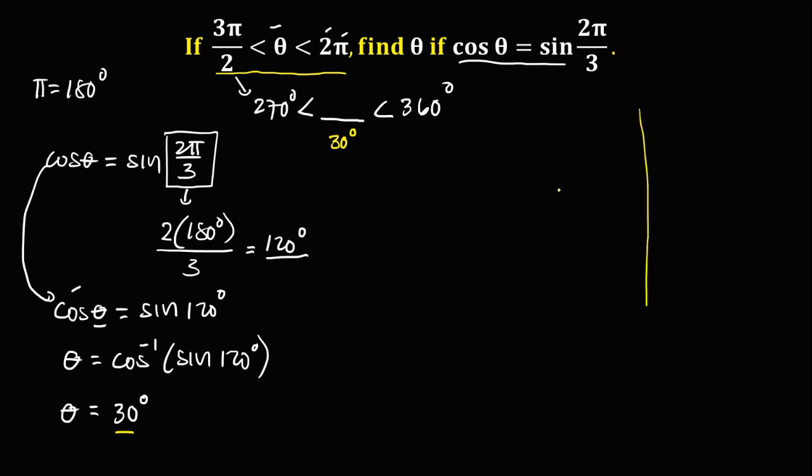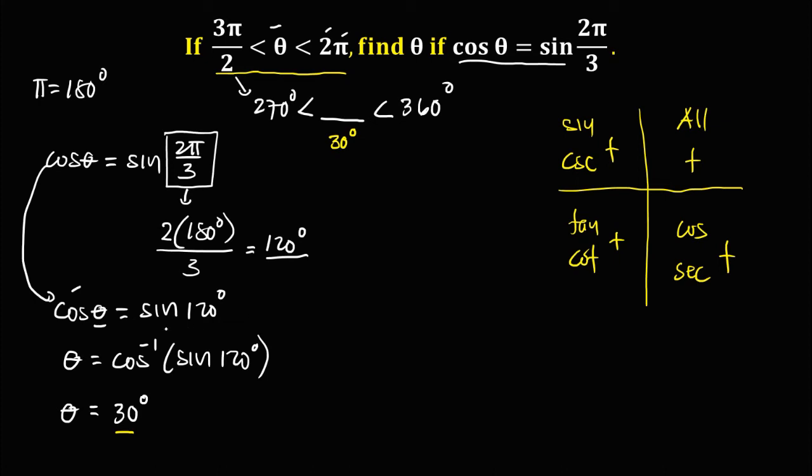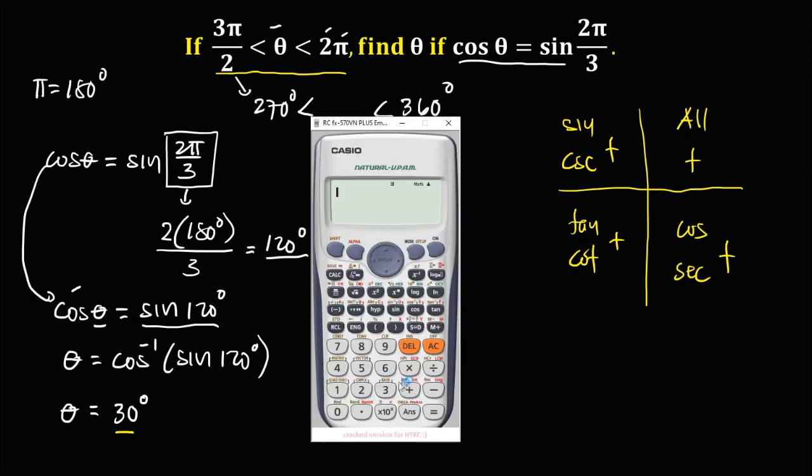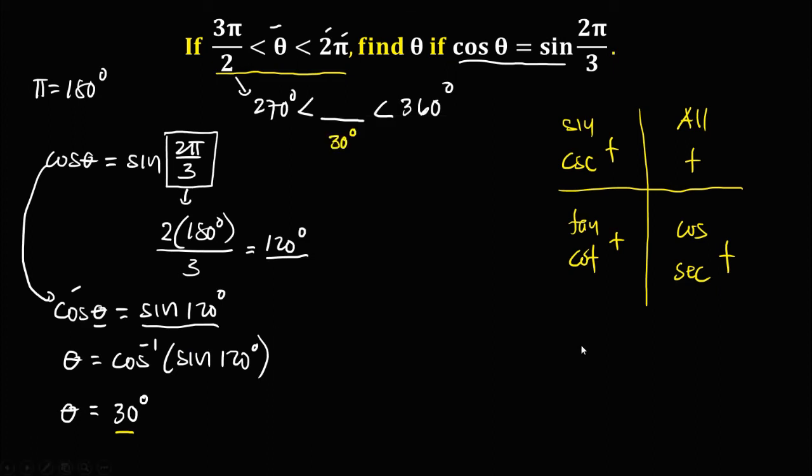So using this plane, in quadrant 1, all functions are positive. In quadrant 2, only sine and cosecant are positive. In quadrant 3, we have tangent and cotangent positive, and in quadrant 4, cosine and secant are positive. Then since sin 120 degrees gives positive, this cos θ must be positive. So in a plane, cosine is positive in quadrant 1 and in quadrant 4.